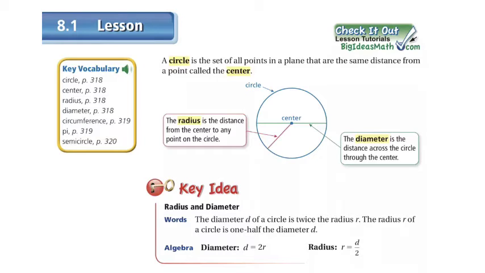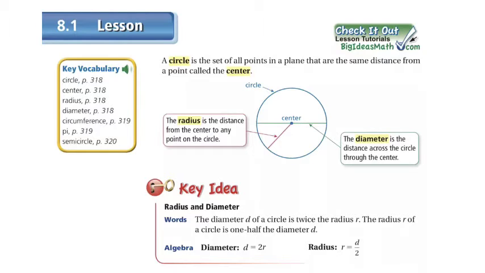Okay, welcome to Chapter 8, Lesson 8.1, where we're talking about circles. And a circle is a set of all points in a plane. Remember, a plane is not an airplane flying overhead, but a flat surface. So a set of all points in a plane that are the same distance from a point called the center. So you've always known what a circle actually is, but now you know the technical definition of a circle, which you will probably never need again.